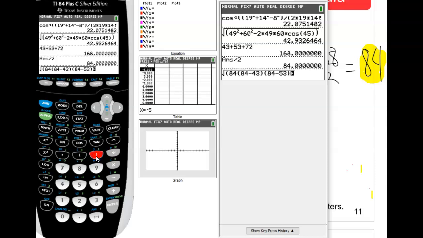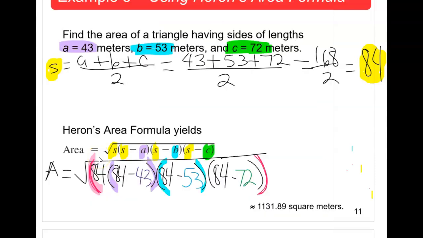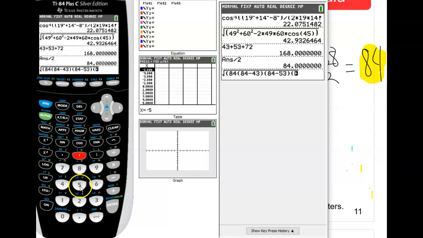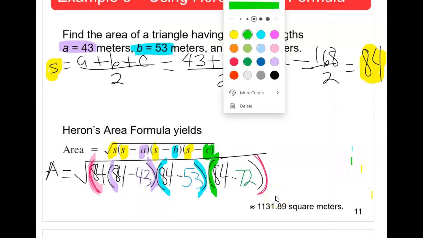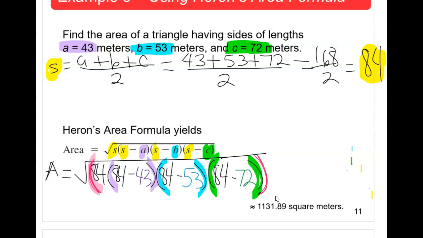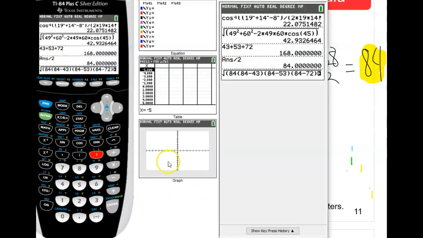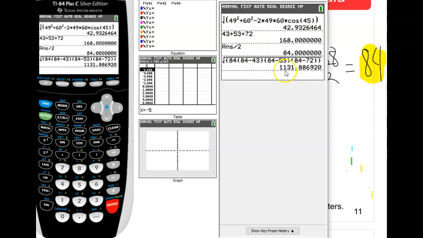Then we have to close that one, just like we have here. And then we're going to open another one to represent multiplication, and that will be S minus C, which is 84 minus 72. So open 84 minus 72, close it to close the subtraction, and then remember one more closing parentheses to enclose the radicand, which is what's inside the square root. So we close one more time, and now we can press enter. So we get here 1131.88.